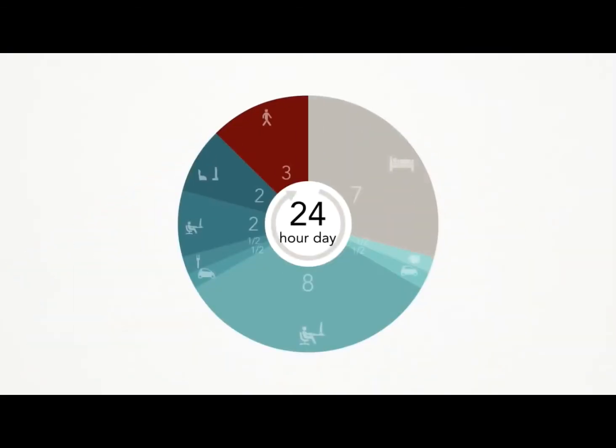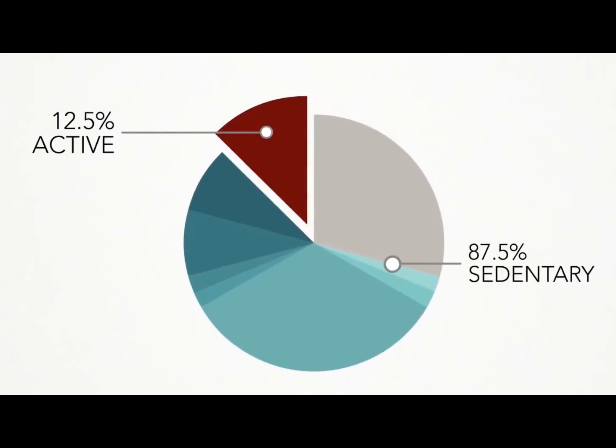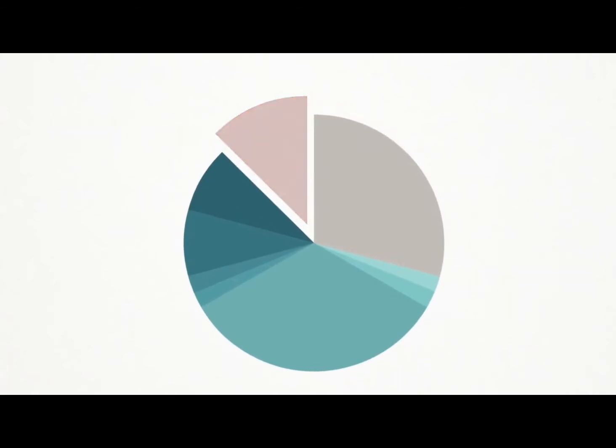On average, we spend 3 hours a day being active. Unfortunately, these active hours cannot counteract the physical effects of all the sitting we do. Spending 87.5% of our time being sedentary is just not conducive to a healthy lifestyle.